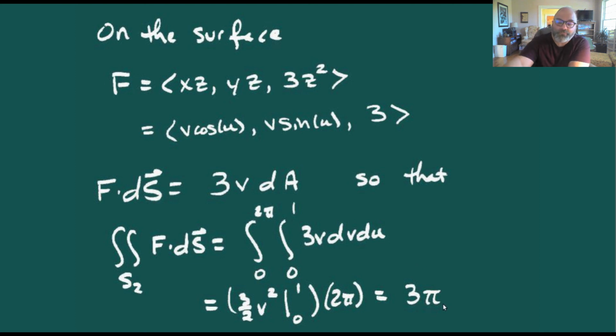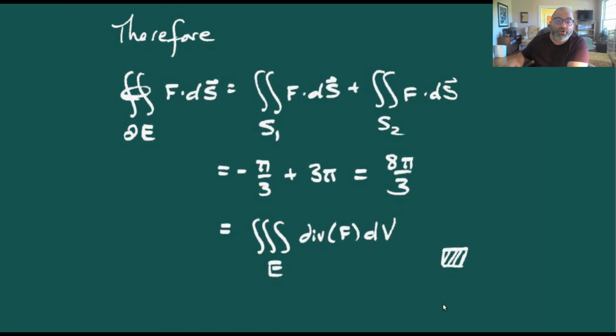which just gives us an answer of 3 pi. Now if we turn around and put all of this together, if we look at our integral over our closed surface, the boundary of E, that's going to be the sum of our two integrals. So we've got a negative pi over 3 plus 3 pi. Well, that certainly does give us an answer of 8 pi over 3, which was exactly what we got for our triple integral of the divergence of that vector field. So this gives us a verification in one example that the divergence theorem does actually work.